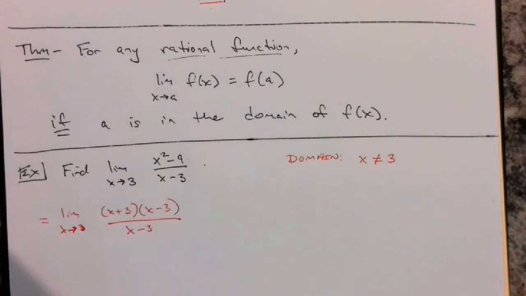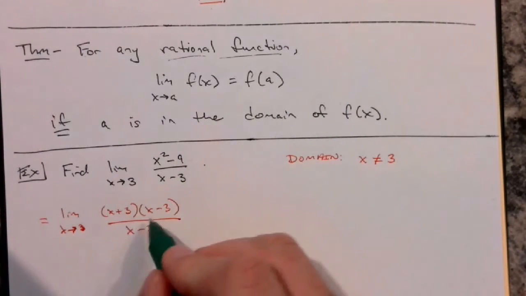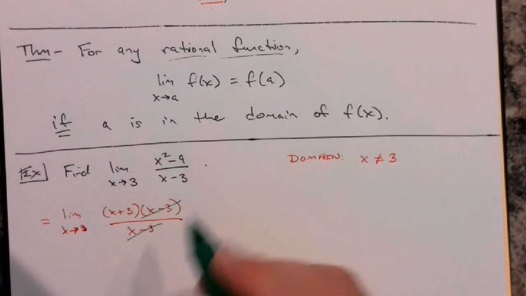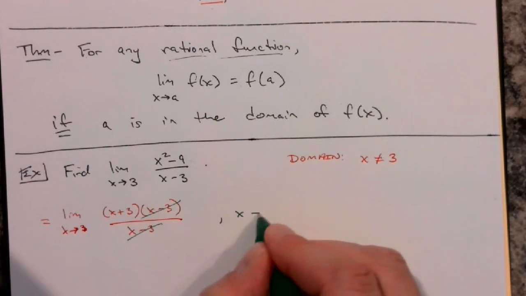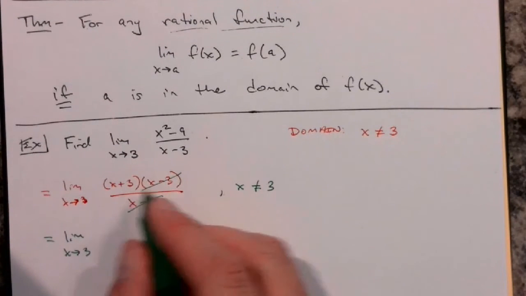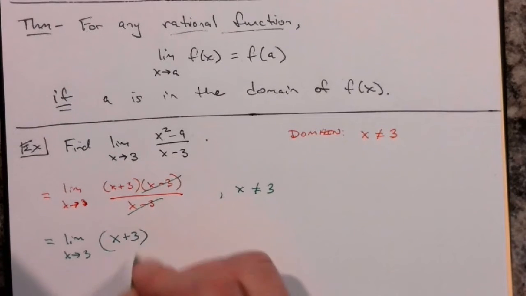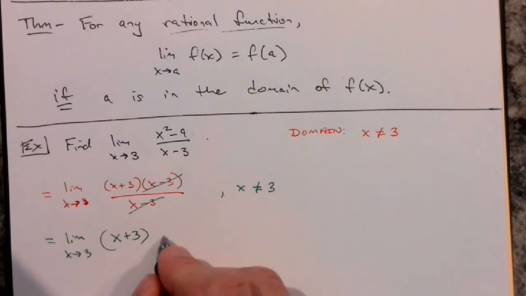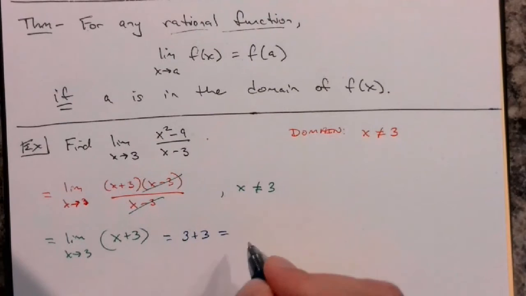Now if you remember from my earlier videos, you're allowed to cancel these factors because we know x doesn't equal 3. So we know that these are not going to be 0. So we're allowed to cancel these because x doesn't equal 3. And then I'm left with just the limit as x approaches 3 of x plus 3. This equals just substituting in 3. So now I can substitute 3 in because it's in the domain of this function. So 3 plus 3, which equals 6.